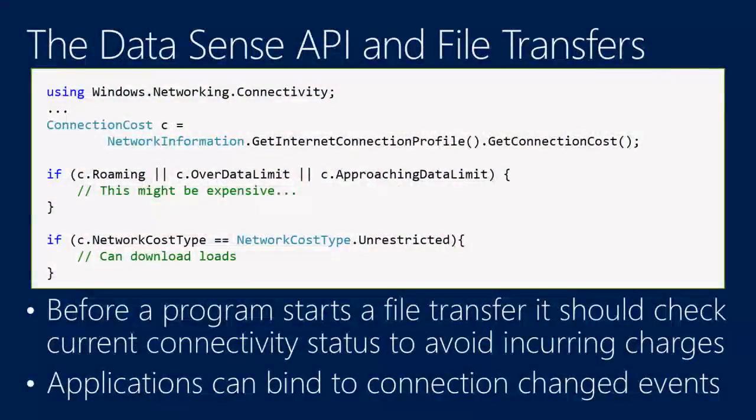In terms of how you do it, well, this is the code. We can find out the connectivity status. You can do this at any time. So whether you're doing this for background transfer or whatever you like, you basically get one of these things, and you can look at, is it roaming? Are we over our data limit? Are we approaching our data limit? Then this might be a bad thing.